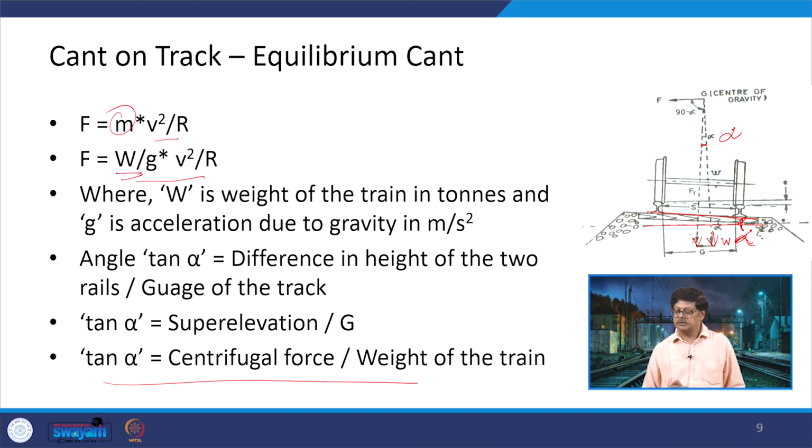So, when it is being raised, what is happening? There is a difference in the height here, and the distance over which this difference is occurring is the gauge. So, there is a gauge between these two in the horizontal direction. Considering this, we get the difference in height of the two rails with respect to the gauge of the track. The height difference is nothing but superelevation E, and the gauge is G. So, we get tan alpha equals E divided by G, and similarly tan alpha equals centrifugal force divided by W. These are the two we are getting.